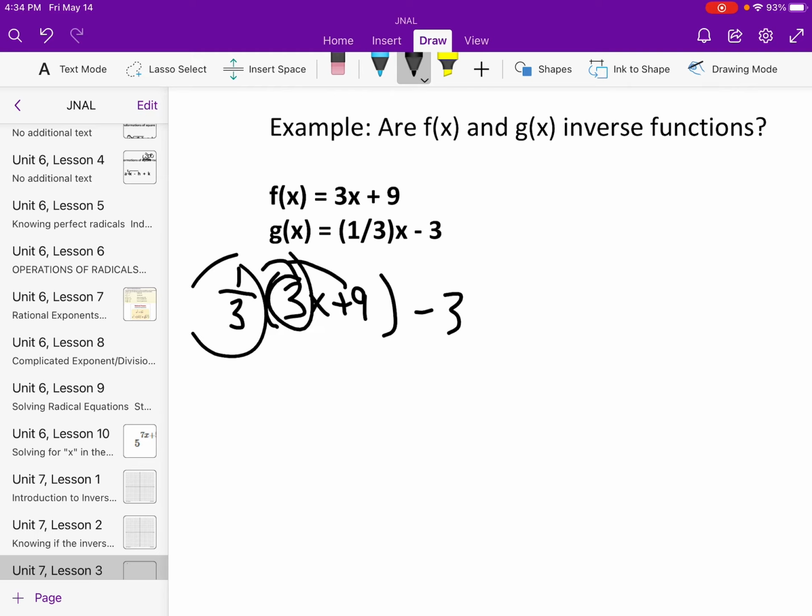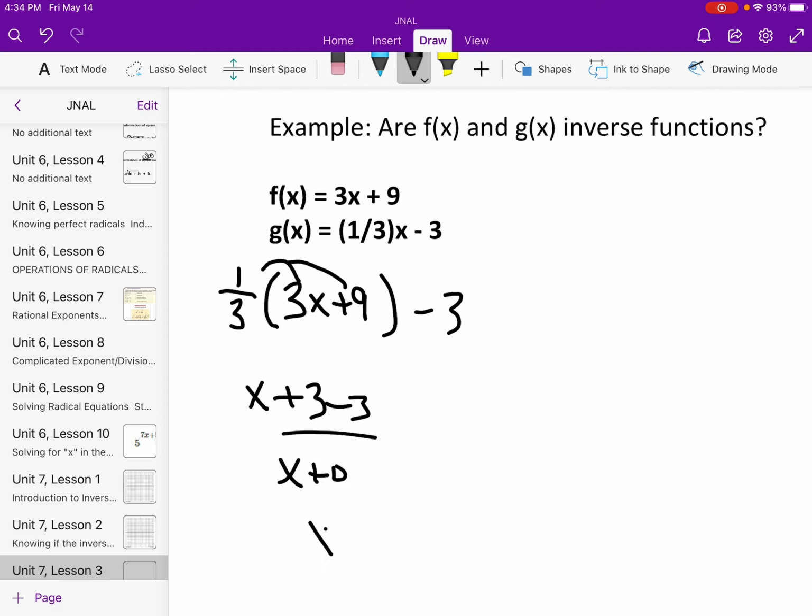1/3 times 3 is 1, so just x. 1/3 times 9 is plus 3. And then you still have this minus 3. Plus 3 minus 3 is 0, so it's basically just x plus 0, which is really just x. So since x is our answer, then yes, they are inverse functions.